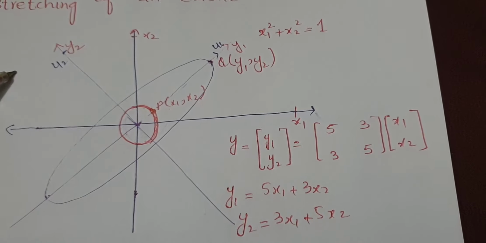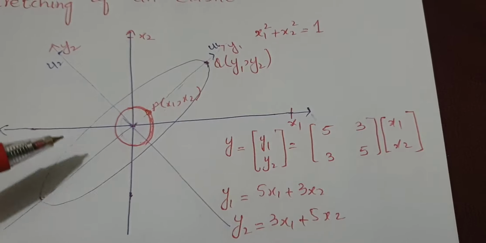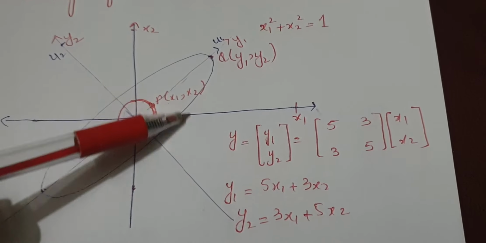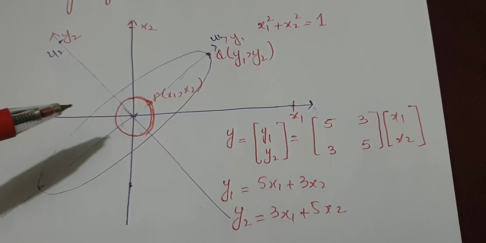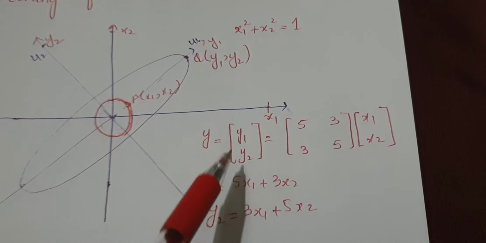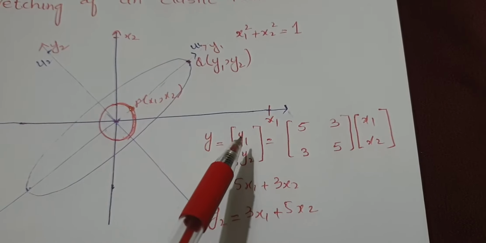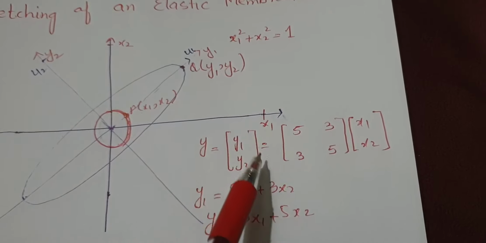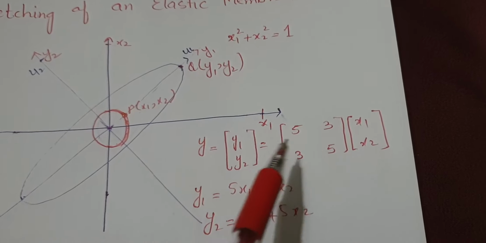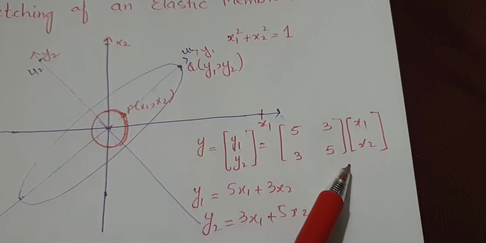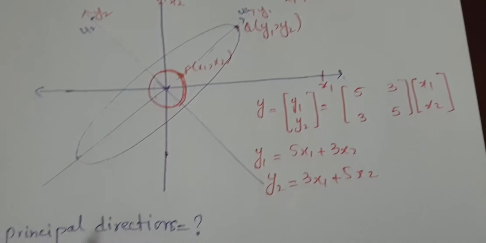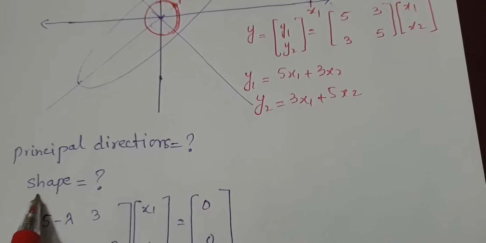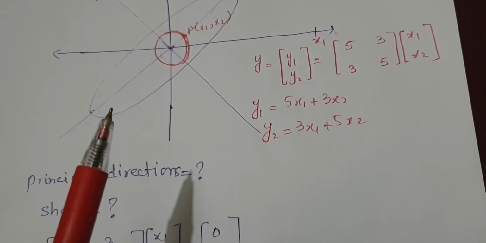The problem is to identify which shape it has obtained and how much it has actually been distorted. For understanding this, let's represent our new point, which has the coordinates y1 and y2, in terms of this. So y1 is equal to 5x1 plus 3x2 and y2 is equal to 3x1 plus 5x2. The problem is to identify the principal directions and the shape this elastic membrane has obtained.